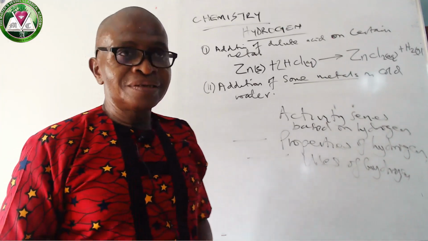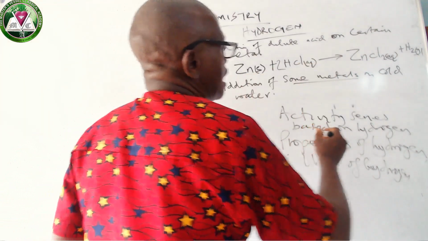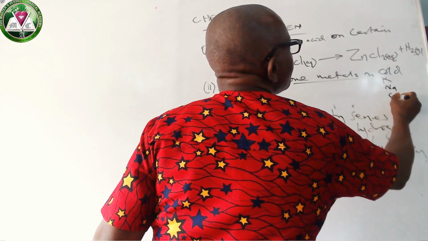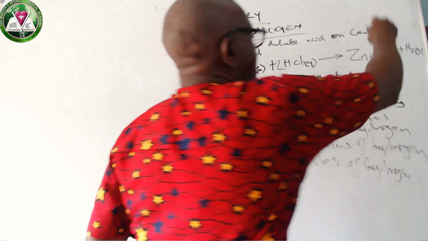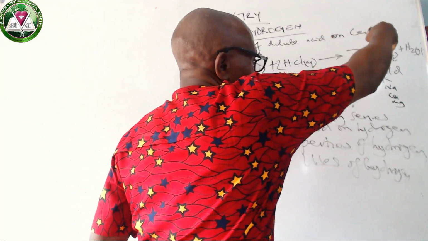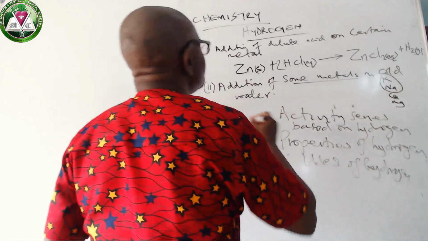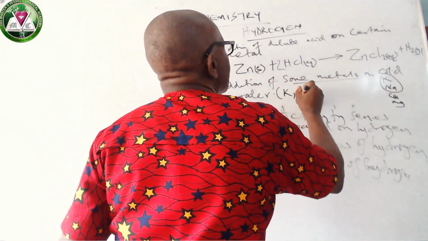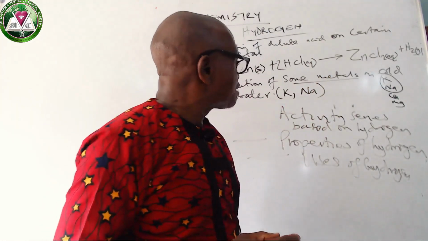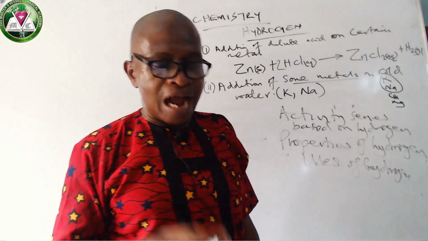If you look at the activity series, you have potassium, sodium, calcium, magnesium, and so on as it goes down. As you go down this group, reactivity decreases. Therefore, these two metals, potassium and sodium, you can put in brackets here. If you add potassium and sodium to a dilute acid, it will liberate hydrogen gas.